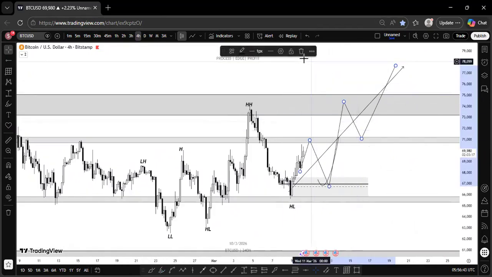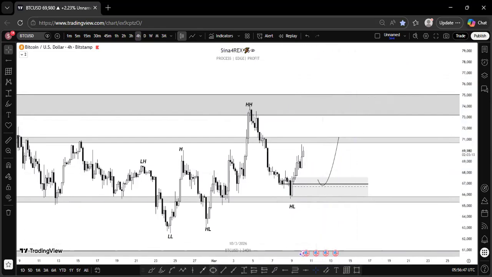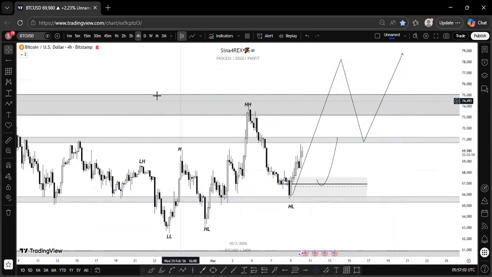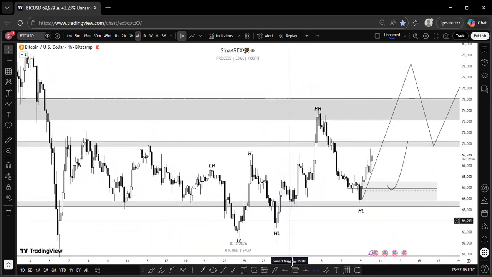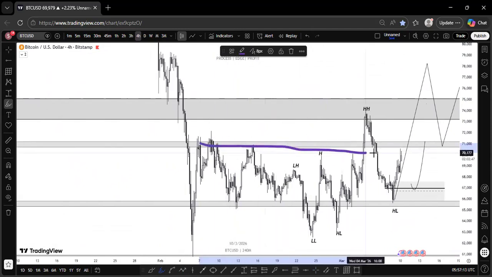Now, if we are able to break above the 75,000 zone, this is what I'm expecting price to do. If price is able to break above the 75,000 zone, I would expect price to come back into the main range zone. Once the higher low is able to give us a higher high, I would expect price to tap back into the ranging zone, this range that we are having, because this is our main range bound. When you look at it, see, this is the main ranging zone.